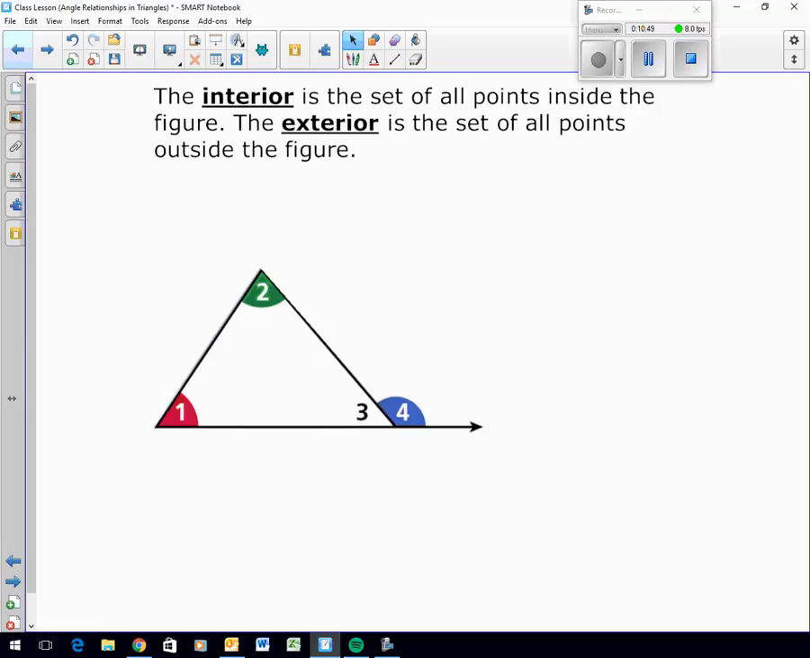I got a question. When you paint inside your home, what kind of paint do you use? Interior. When you paint the outside of your home, what kind of paint do you use? Exterior. You think they got that somewhere?